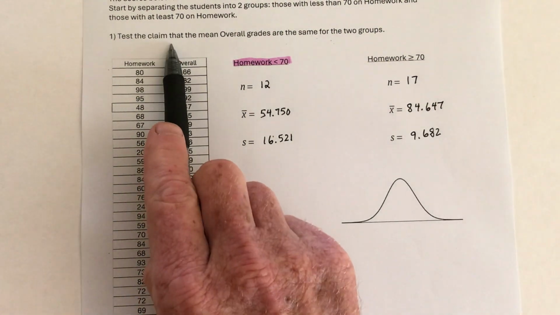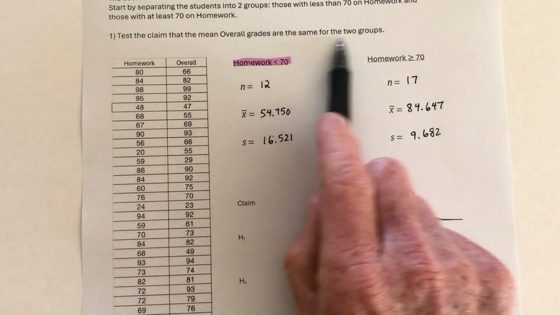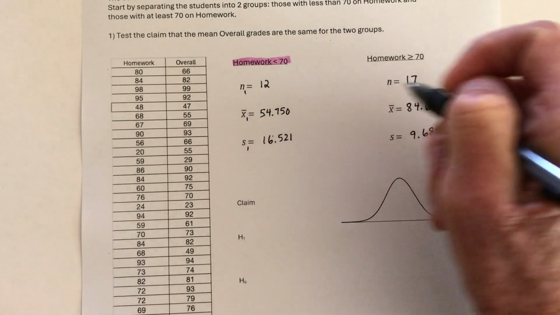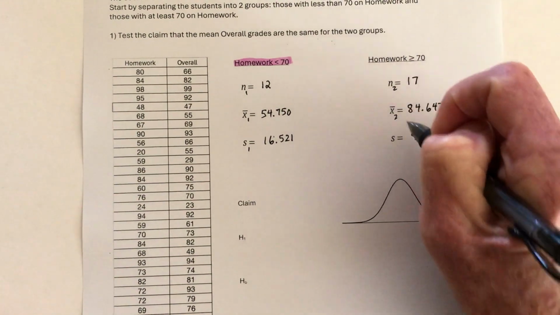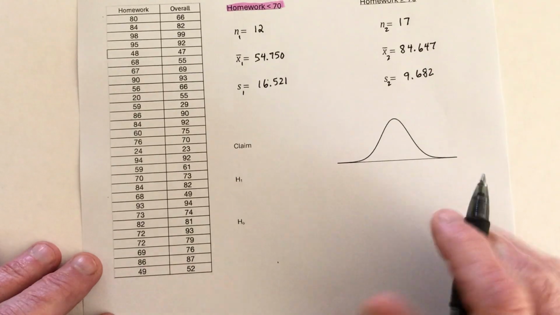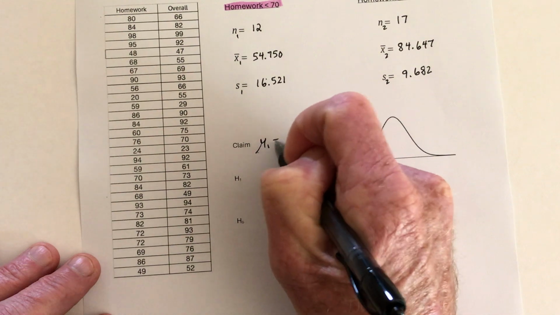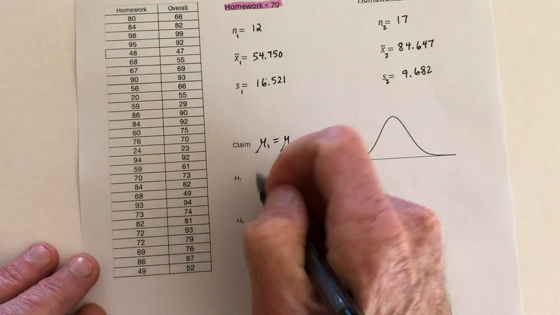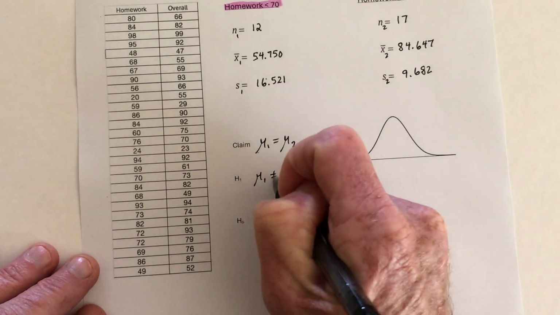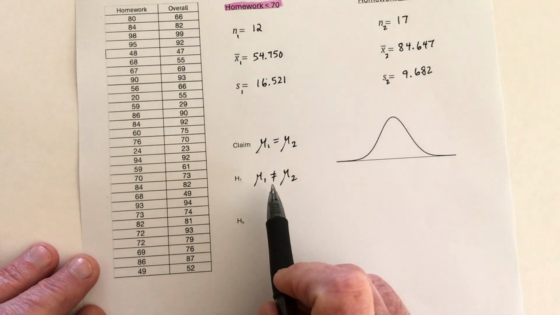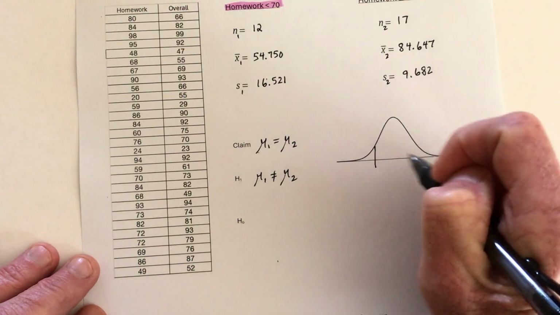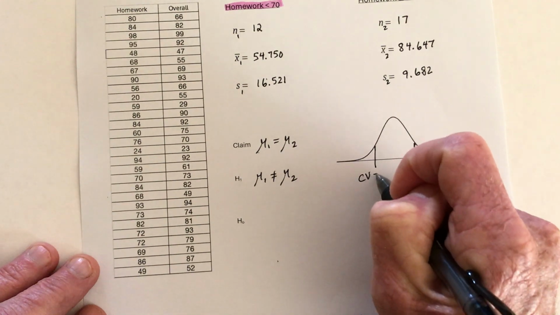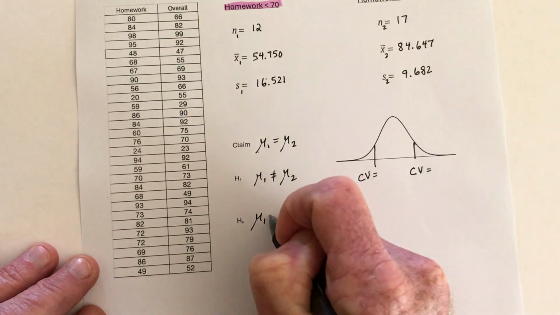Next, test the claim that the overall grades are the same for the two groups. So I'm just going to call this one group number 1 and this one group number 2. So the claim is that the mean for group number 1 equals the mean for group number 2. The H1 cannot have an equals sign, so you cross out the equals sign. And when this is crossed out, that means there's going to be 2 tails. So there's going to be 2 critical values. And then for H0, it's always equals.